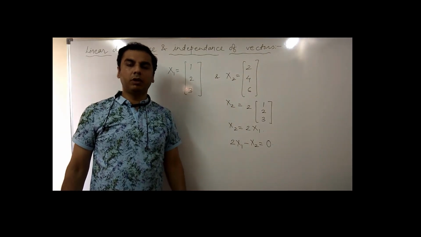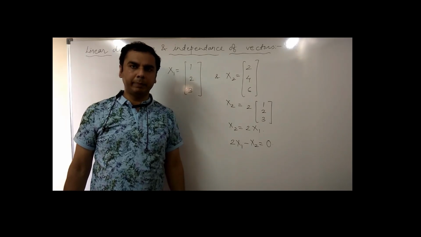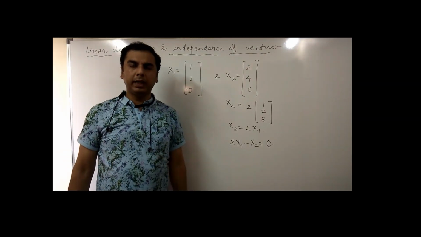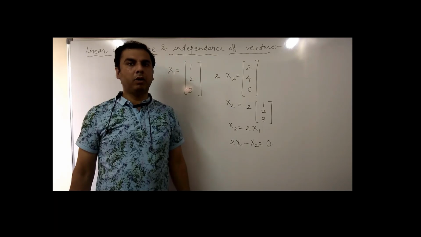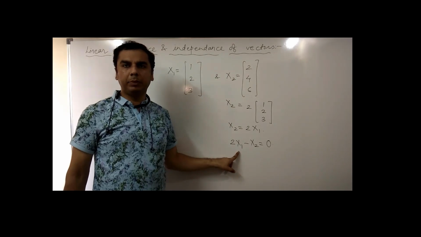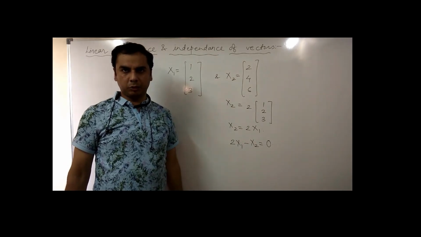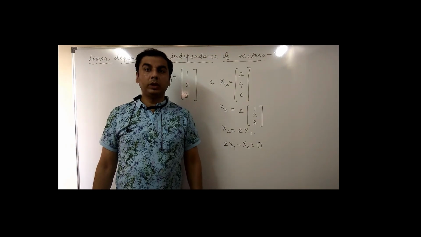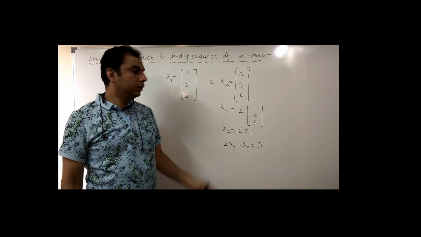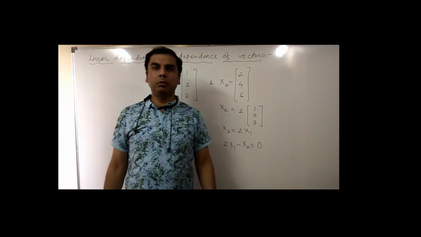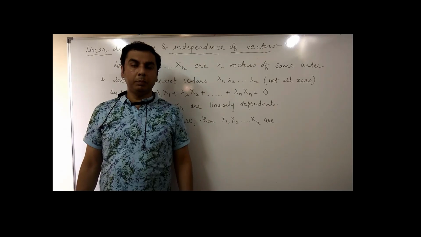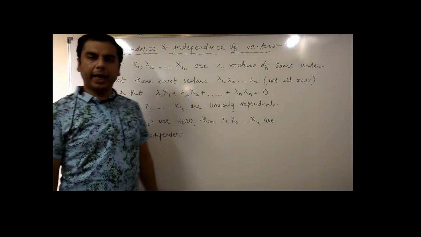So how can we define linear dependence and independence of vectors? Two vectors X1 and X2 are said to be linearly dependent if one can be written as a scalar multiple of the other. And if this happens, then we will have a relationship between the two vectors X1 and X2. Now this is about only two vectors. What if we are given more than two vectors? For that we will define what we mean by linear dependence and independence of vectors for n vectors.